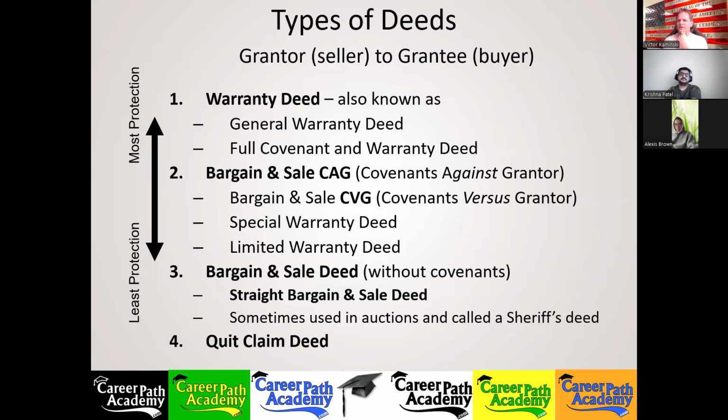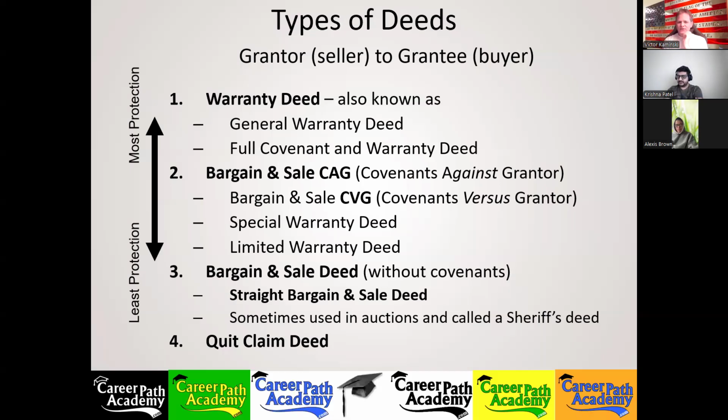With this type of deed, you're just saying, hey, as long as I've owned the property, I've done nothing to encumber it. I'm not guaranteeing anybody that owned it before me for that. Do your own due diligence, get a title search and title insurance. So this is the most common type of deed that we use here in New Jersey.